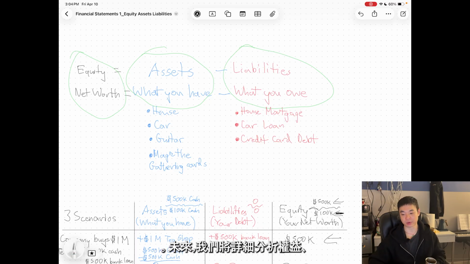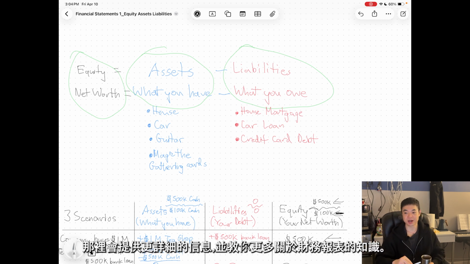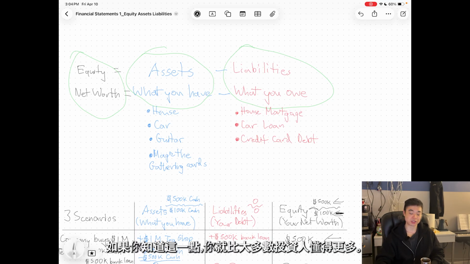In the future, we're gonna break down the specific line items of equity, assets, and liabilities, get more in detail there, and teach you more about financial statements. But this should be a good start. If you know this, you know more than most investors out there.